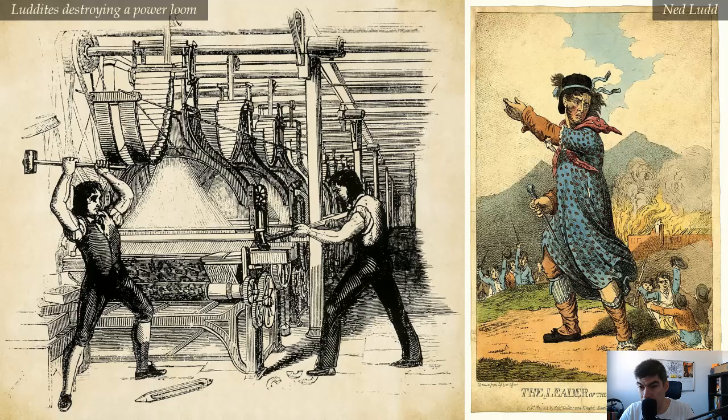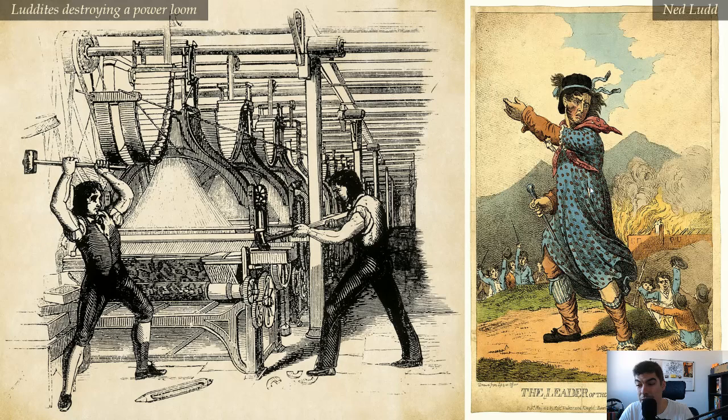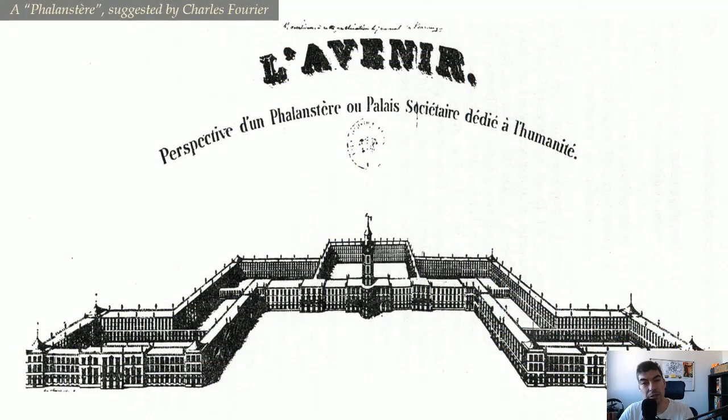A ver. Okay, these are Luddites destroying a power loom here. Boom, boom. Boom, boom. And this is Ned Lud. This movement is called like this, Luddites, because of a legendary character, Ned Lud, who is supposed to be the first one that destroyed a machine. And also there were some first projects. This is only for, we don't need to know this, but I tell you because I want to.